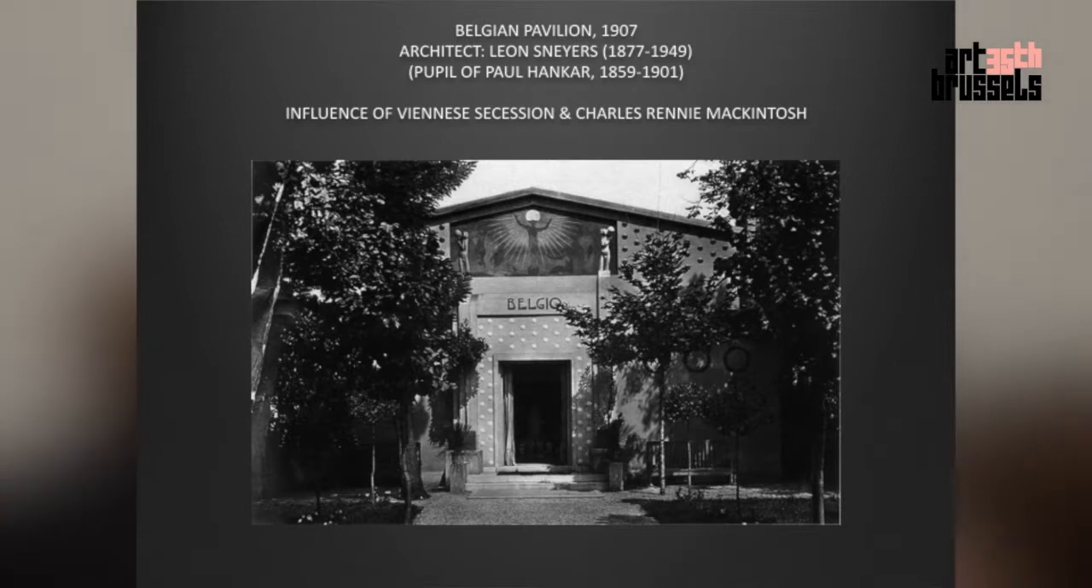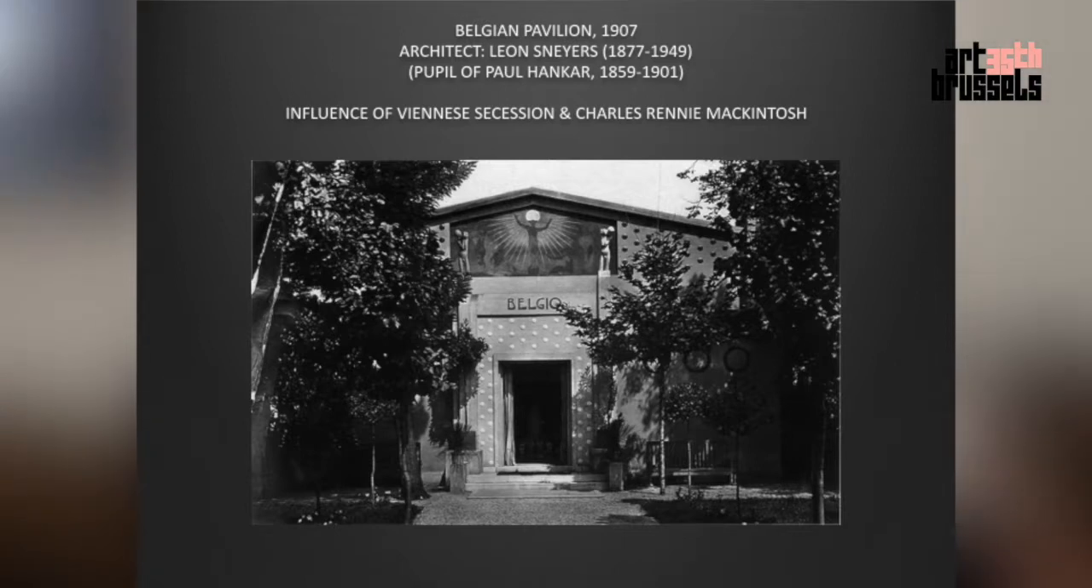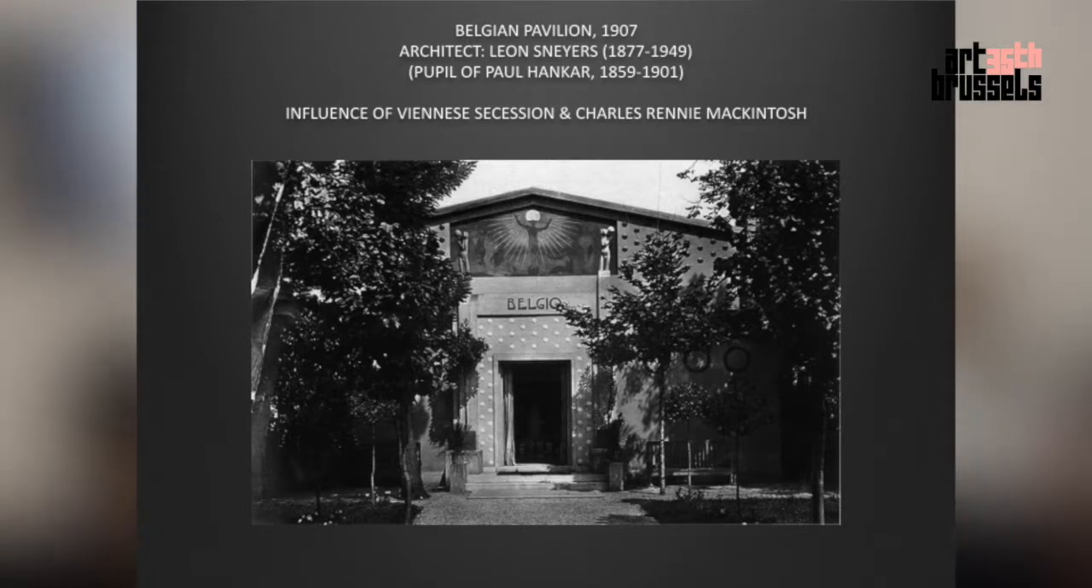It was the first time that there was an international exhibition with 11 artists, and for the first time also artists from Africa, very symbolically. And here you can see the evolution of the Belgian Pavilion. So here is the 1907 building.